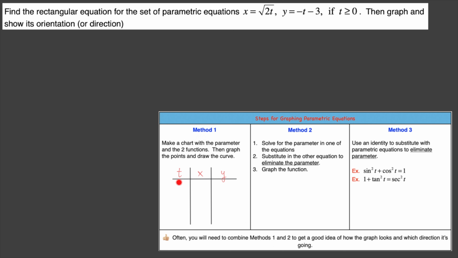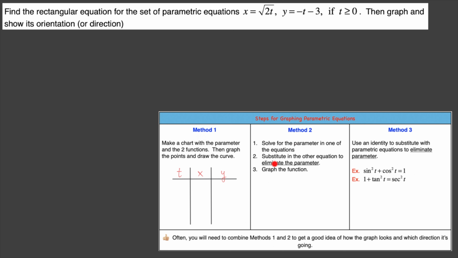So the parameter is t, and as a reminder, the parameter is the variable that acts as a bridge between the two other variables. In this case, t is in both these equations. See how x is in terms of t, y is in terms of t. So therefore, t is the parameter, or the bridge, that relates x and y. Then you would graph the points and draw the curve.